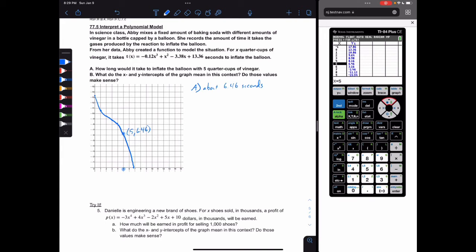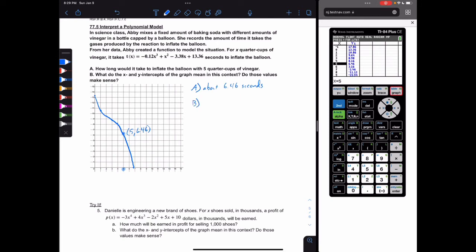All right, pretty simple, pretty straightforward. Not too much trouble with that. Okay, yeah, I'm good with that. Just go back and make sure I typed this in correctly. Plus x squared minus 3.38x plus 13. Yeah, so we're good. All right, from there, we want to look at part B. What do the x and y intercepts of the graph mean in this context? Do those values make sense?